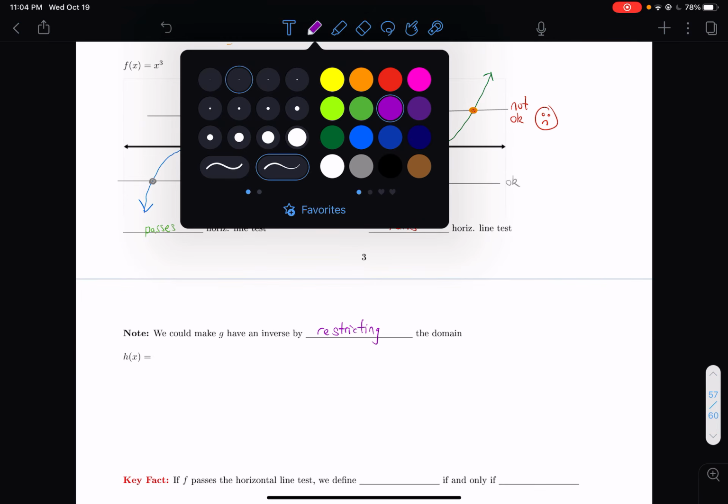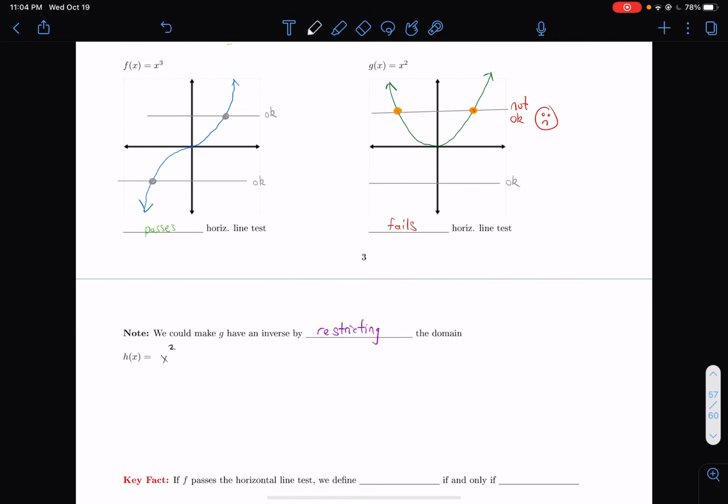So I'm going to define a new function, h of x, and I'll let h of x be x squared, my parabola. But instead of letting my domain be everything, I'm just going to look at part of the parabola. So if I let x be greater than or equal to 0, and then I draw some axes, now I'm just looking at the part of the parabola where x is greater than or equal to 0. So that is only going to be the right half of the parabola. Okay, and if I just look at that part of it, well, now it passes the horizontal line test. And if it passes the horizontal line test, this thing now has an inverse.